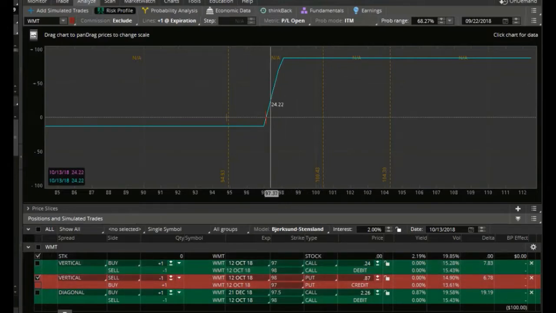So what you're doing here is selling a 98 put, and in case it's trading under that, you're buying a 97. So that's your max risk there.